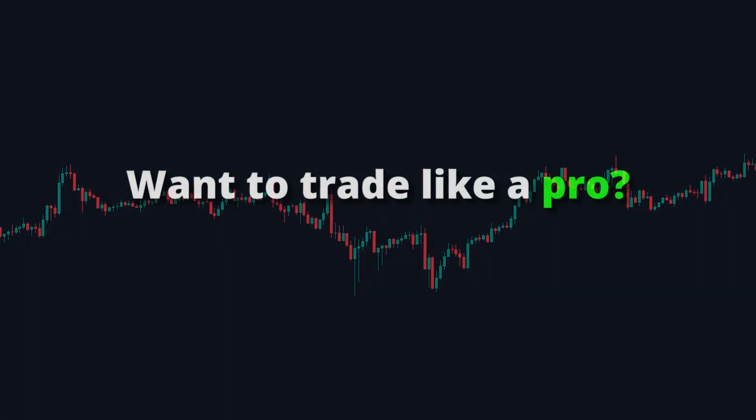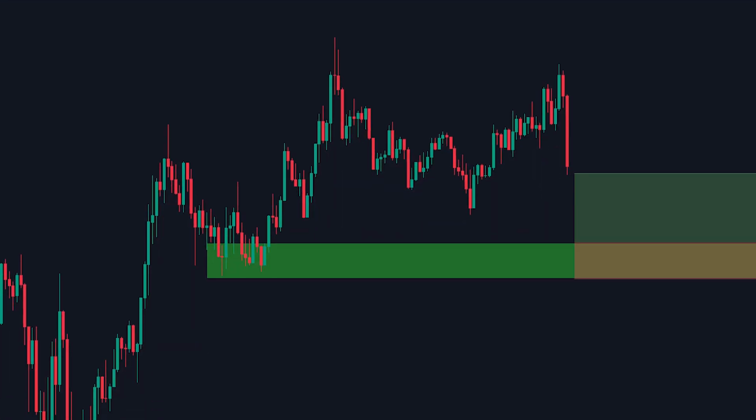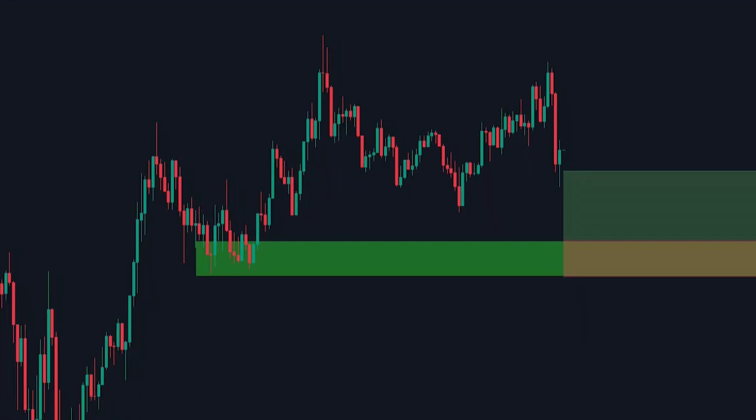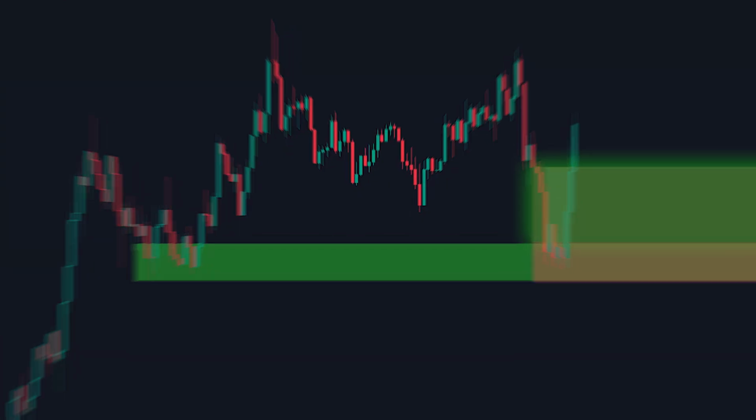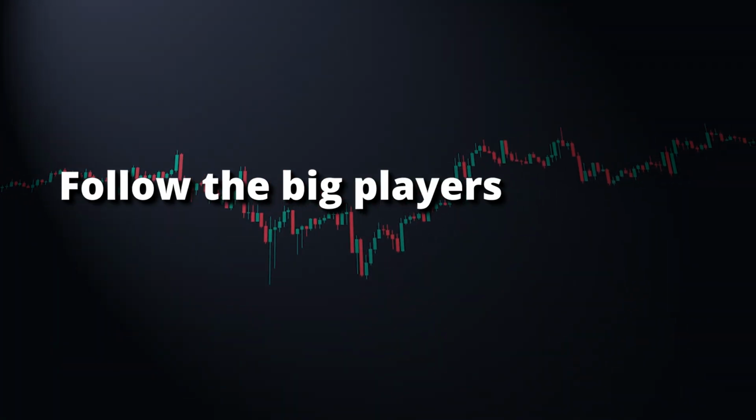Want to trade like a pro? Imagine being able to spot the key zones where the market is gearing up for a big move. These aren't just random lines on a chart. They're the levels where big players are positioning themselves.